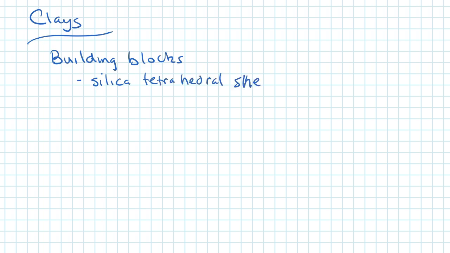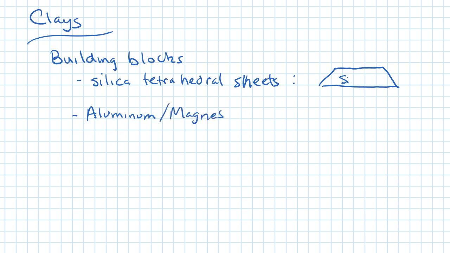Now I'll present some information on clays. So we'll start off by talking about the building blocks of clays. The building blocks of clays consist of silica tetrahedral sheets, and a silica tetrahedral sheet is represented by this trapezoidal shape. And then there are aluminum or magnesium octahedral sheets, and we will represent this chemical structure by a rectangle.